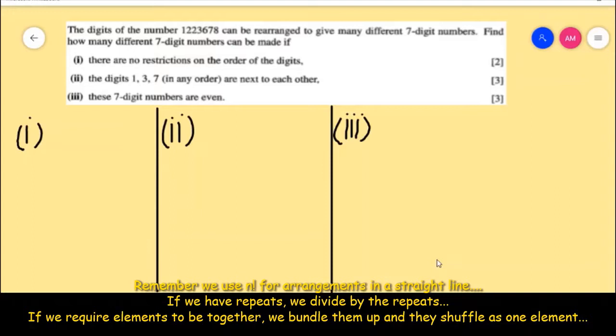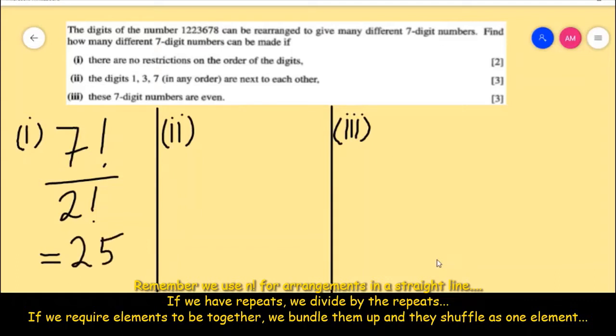Our question here is on arrangements. We are given the digits 1, 2, 2, 3, 6, 7, 8, and you want to arrange to form a 7-digit number. How many 7-digit numbers can be made? Number one, there are no restrictions. There are 7 numbers, so I'm going to go 7 factorial divided by the repeats. The 2's repeat, so 2 factorial for the repeats. If I do that on my calculator, I get 2520. So this is my first part.